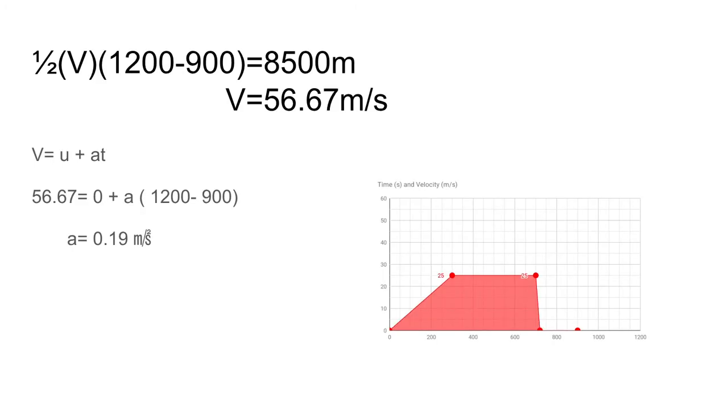Using a kinematic speed equation for the previous scenario, we can derive velocity is equal to initial speed, which is represented by u, plus acceleration multiplied by time. So substituting all the values, we get acceleration is equal to 0.19 meter per second squared.